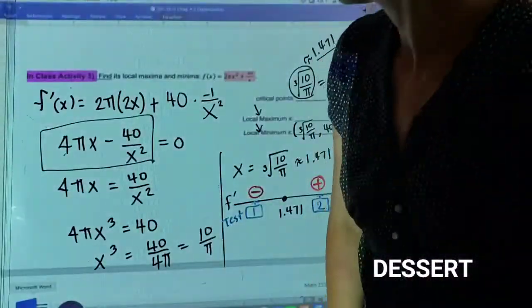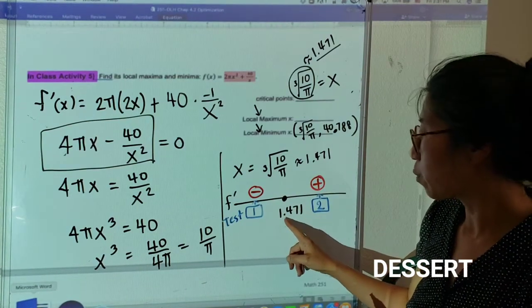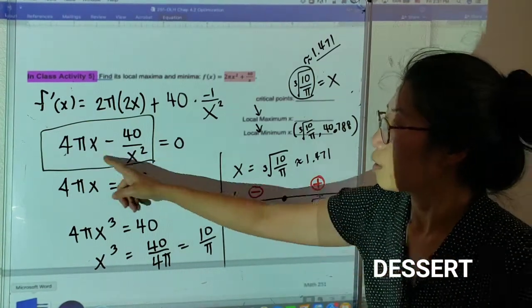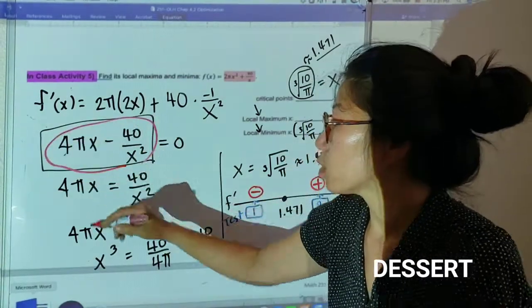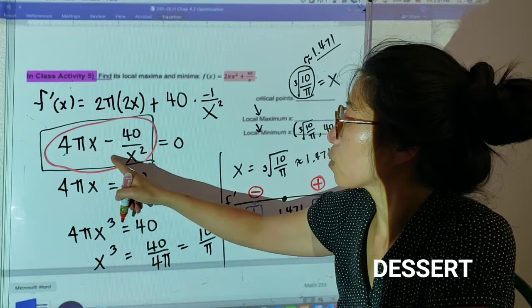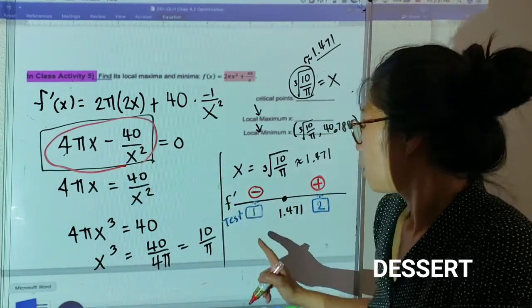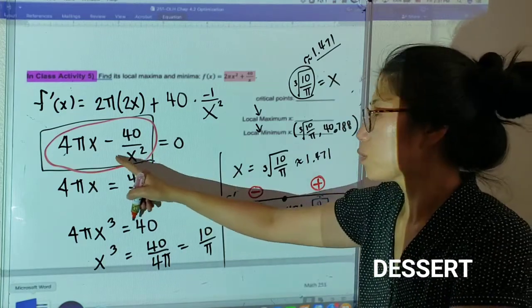And what I did from the equation, I plugged in a number smaller than 1.471. So I plug in 1 here. When I plug in 1, see if you can do it mentally with me. If I plug in 1, I have 4 pi minus 40 over 1. That will be definitely a negative value. Do you feel that? And so I got negative. Of course, you can punch into the calculator.